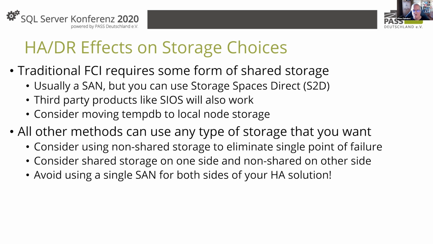Because you can get better performance for less money if you don't use a SAN. And if you are a SAN shop, you want to make sure that you're not using one SAN for both sides of your HA architecture. Because then if the SAN fails, which is possible, despite what the salespeople might say, then you're in a bad situation.